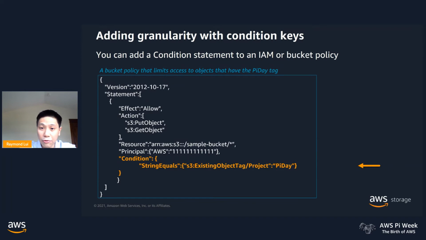You can further add granularity to your IAM policy or bucket policy with a condition statement. Here in this example, we add a condition that only allows access to objects that have the Pi day tag on them.